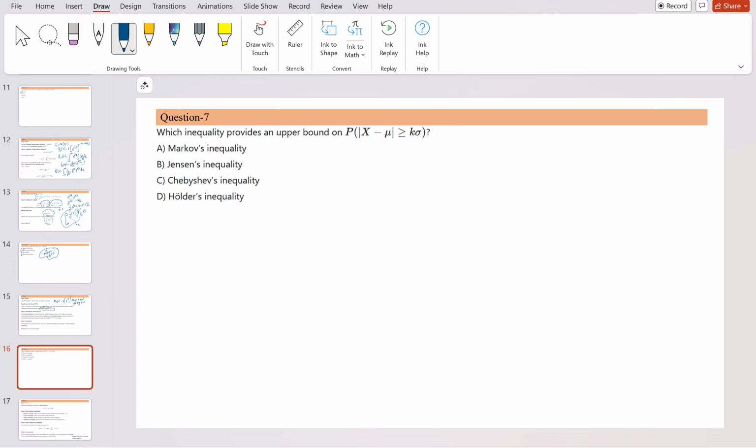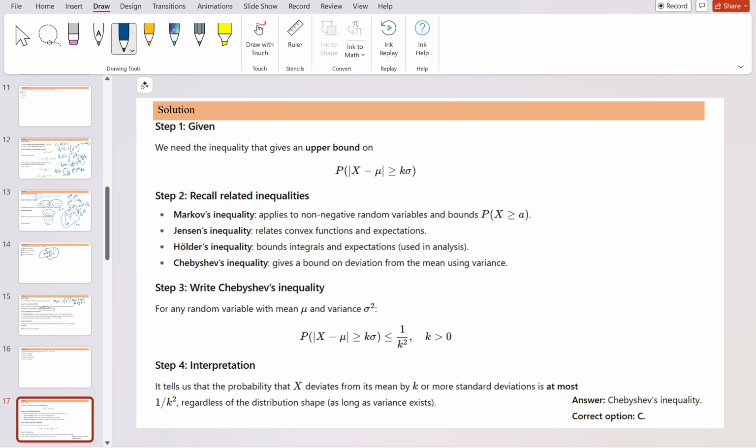Okay, let me give you a solution for this. It is asking which inequality provides the upper bound of the probability of |x minus mu| greater than or equal to k sigma. When you recall the inequalities, Markov's inequality applies to a non-negative random variable and bounds the probability that x is greater than or equal to a. Jensen's inequality relates to convex functions and expectations. Holder's inequality bounds integrals and expectations, which is used in analysis. And Chebyshev's inequality gives a bound on the deviation from the mean using the variance.